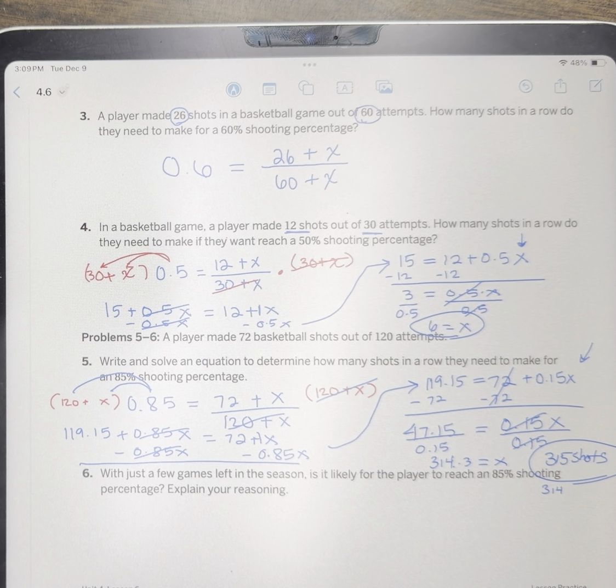Okay? With just a few games left in the season, is it likely for the player to reach this 85% shooting percentage? Oh yeah, okay, here we go. Now we've got to understand basketball at least a little bit. I would say in a few games, for one single player to make 315 shots, unless they're like Wilt Chamberlain, or I mean, Kobe had a lot of games, I remember. I don't know. I think most of our average players score 20, 30 shots. I don't think it's happening, guys. Especially since they're going to miss some too. They're not going to make them all. No.